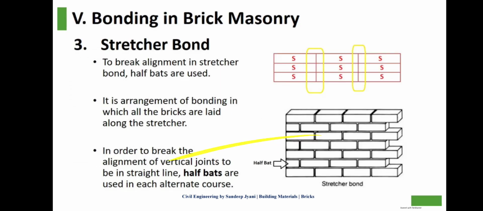You can see a stretcher bond. To break alignment in a stretcher bond, half bats are used. It is the arrangement of bonding in which all the bricks are laid along the stretcher. In order to break the alignment of vertical joints from being in a straight line, half bats are used in alternate courses.